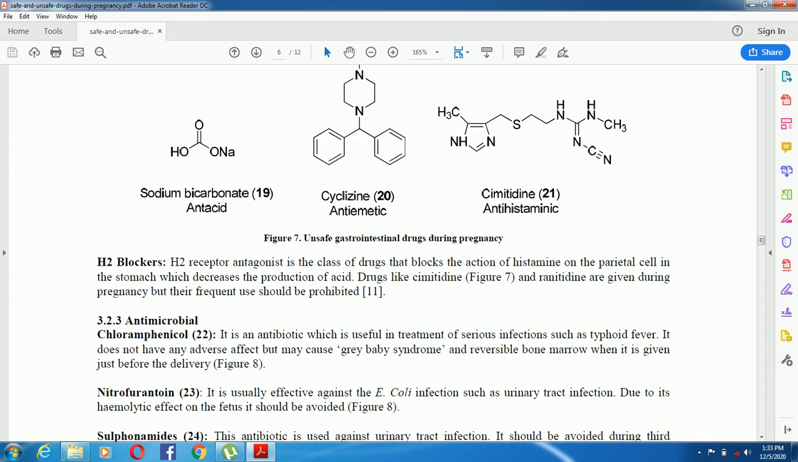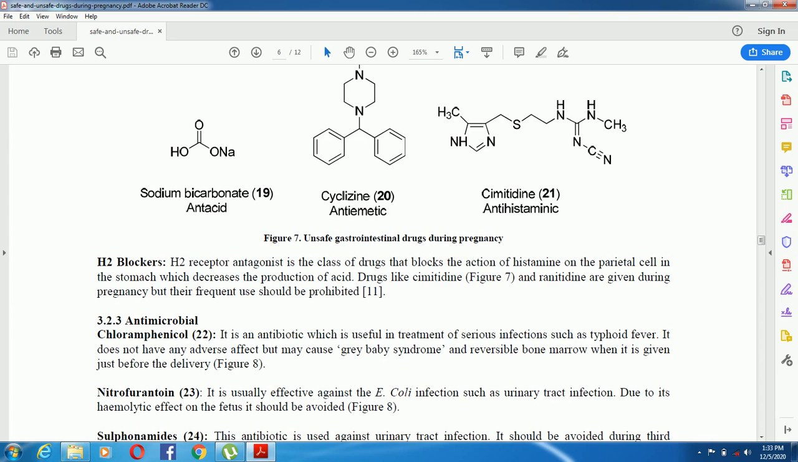You know that histamines are also autacoids. These are chemical substances released by basophils and mast cells, acting on the parietal cells, especially in the stomach, and they can directly increase the production of acid. Drugs like cimetidine and ranitidine are given during pregnancy, but their frequent use should be prohibited.